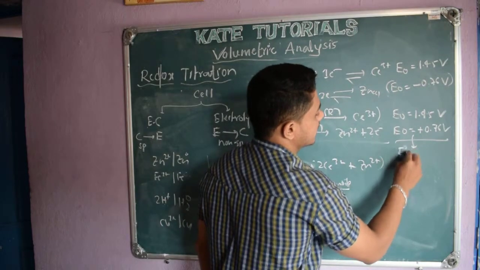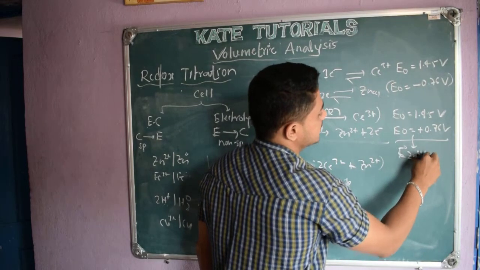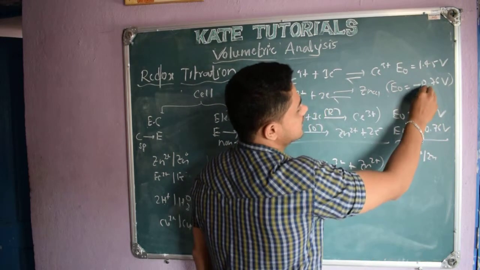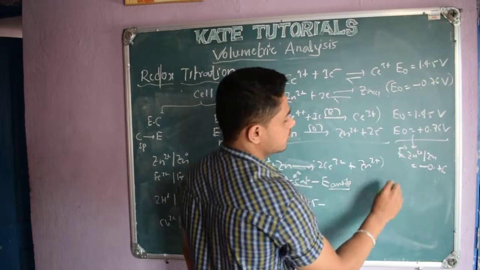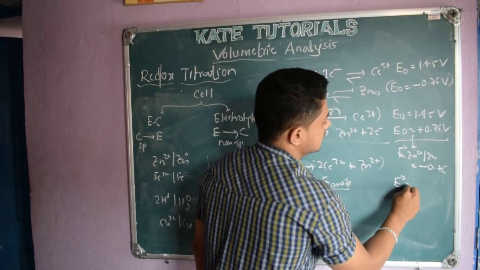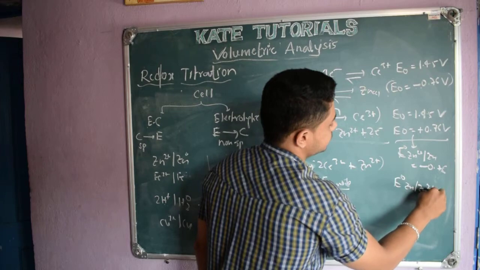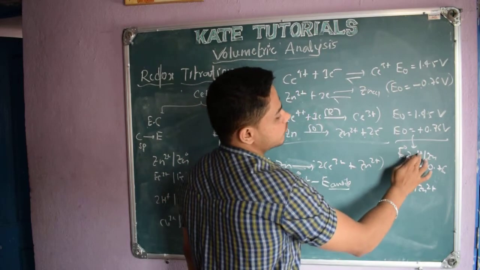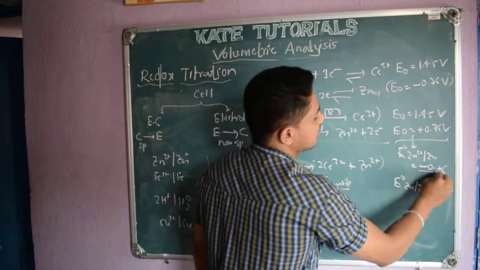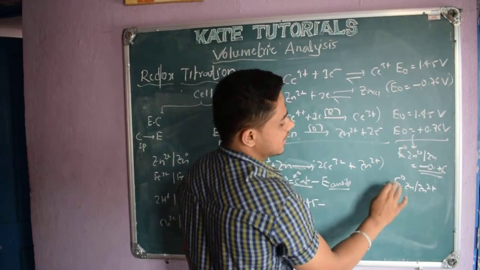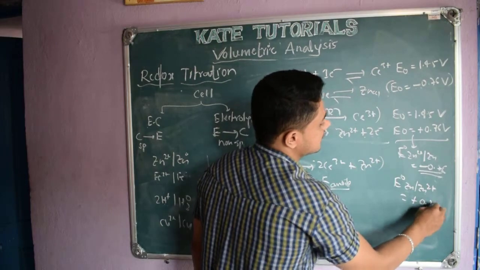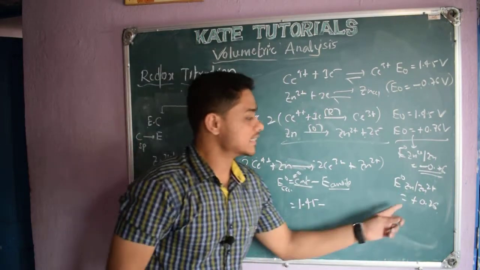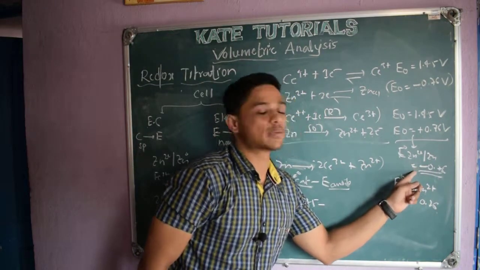E naught of Zn2 plus comma Zn means it is reduction potential. It is minus 0.76. If I do it ulta, E naught of Zn comma Zn2 plus, reduction potential they have given like this. If I made it ulta, Zn2 plus, it will become plus 0.76. That is, this is oxidation potential, whereas reduction potential.